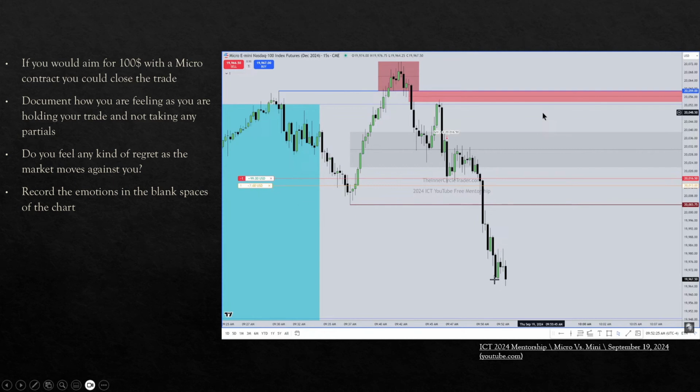If you would have held the trade and not closed the trade right there, you should document how you're feeling with this while holding the trade. Do you feel any kind of regret as the market retraces? If you see any green candles, are you saying to yourself, yeah, probably should have closed the trade? And these emotions, you should write them down in the blank spaces of your chart. This helps you with your journaling and the basic understanding of your psychology and how you react to market moves.